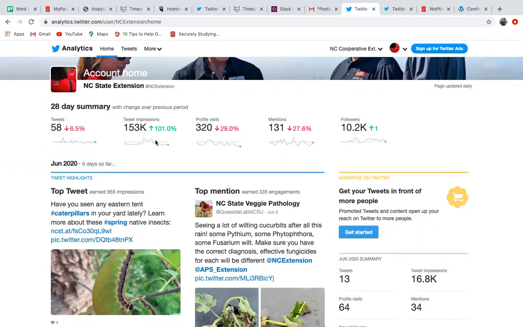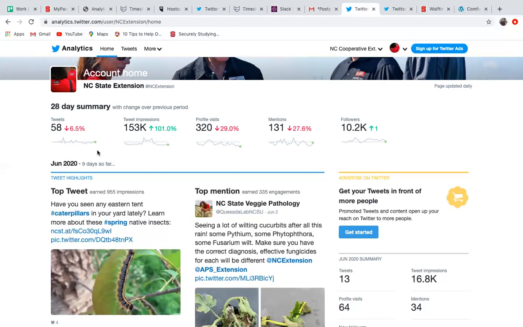It'll also tell you how many people are visiting your profile, how many people are mentioning your Twitter account in their tweets. So basically how many people are talking about you, as well as the number of followers. And then to the right of that information, under each metric, you can see whether you've grown in that area percentage-wise based on the previous 28-day period, comparing it to this 28-day period, or whether you've decreased.